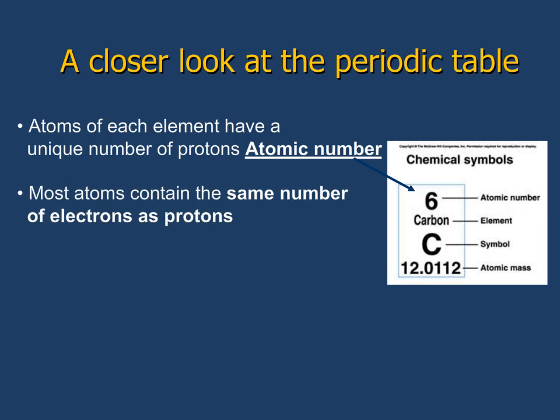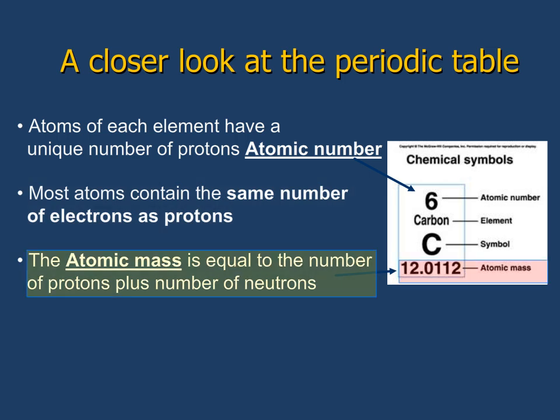Now here's an important rule for you to memorize. For most atoms, they contain the same number of electrons as protons, and therefore are electrically neutral. For example, carbon has 6 protons, so it must also have 6 electrons. Now there will be exceptions when we talk about ions and things like that, but all other things being equal, if you don't know the number of electrons, assume that it's the same as the number of protons.